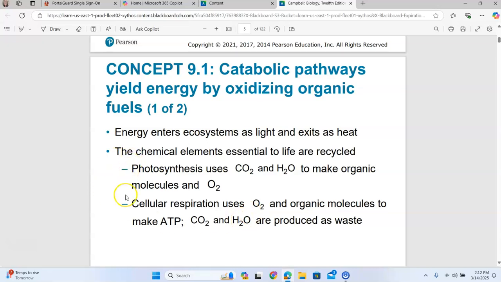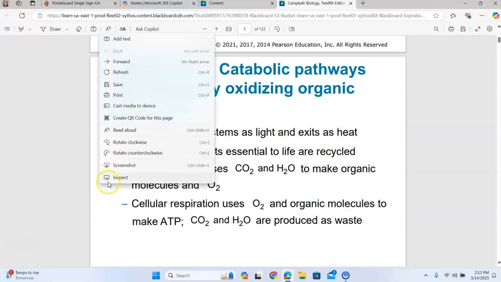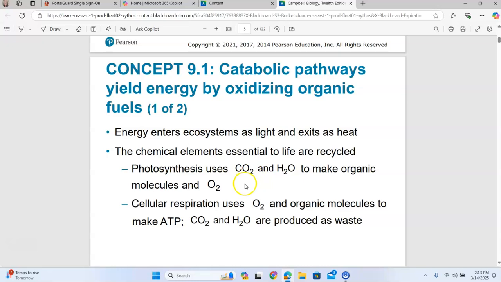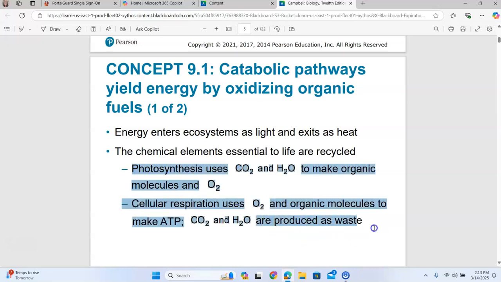So photosynthesis and cellular respiration are compared on this slide here, and I can't highlight anything. I'm sorry. Well, maybe, hold on. I don't think I'll be able to, but, okay, look, I can highlight yellow. Okay, so that looks even better.